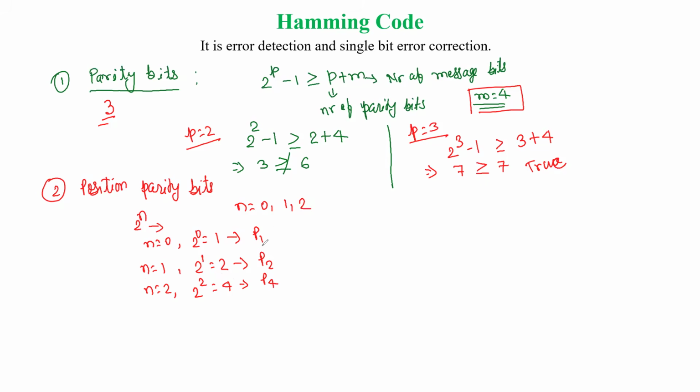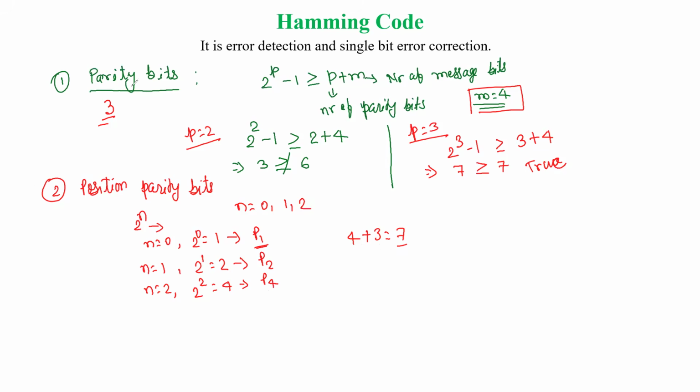This subscript is showing their corresponding position. P1, P2, P4. Apart from this, we have 4 message bits. So 4 plus 3, a total of 7 bits will be transmitted. Now we will take one example. For that particular example, we are going to see what the location of the parity bits will be and how we are going to represent them.